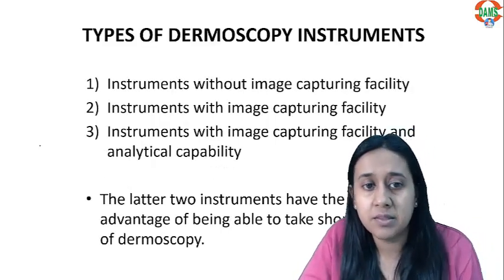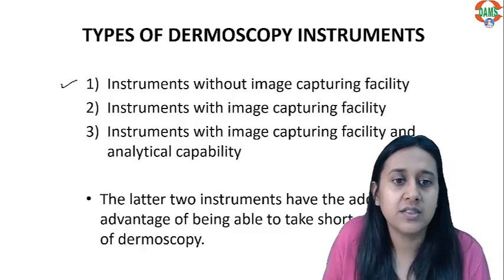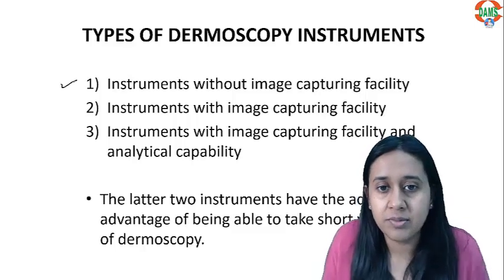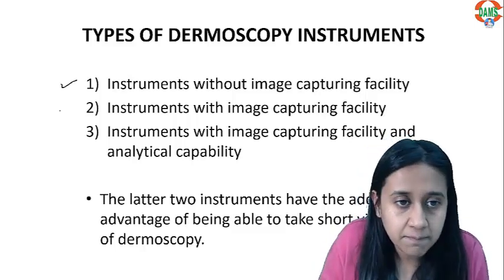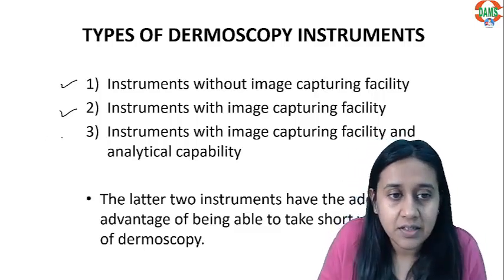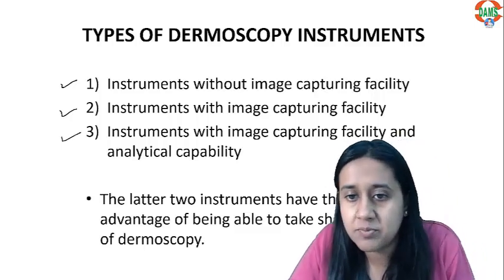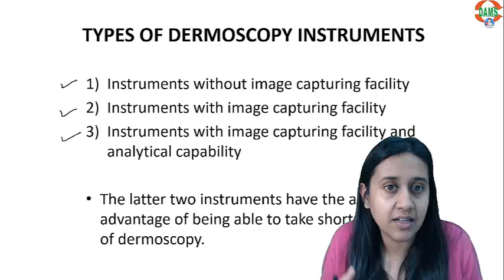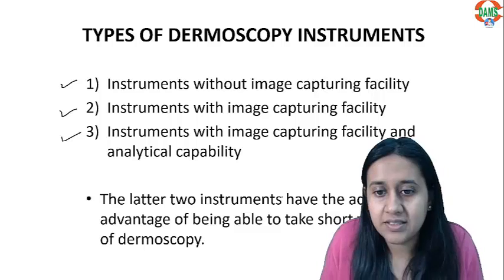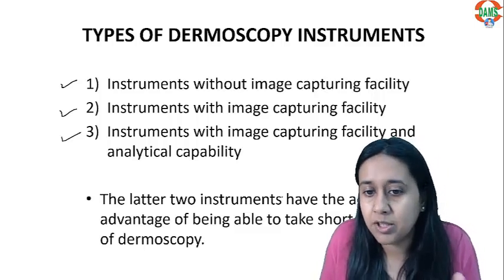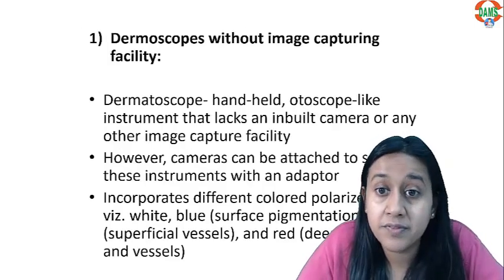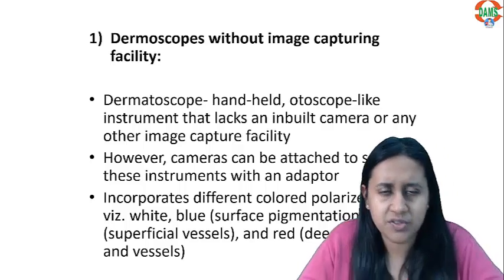Now, what are the types of dermoscopy instruments? The first one is an instrument without image capturing facility, where there is no image capturing facility. The instrument with image capturing facility is the second type. And the third has image capturing facility and also analytic capacity. So it's a more advanced version. The latter two instruments have the added advantage of being able to take short videos of dermoscopy. Coming to the first, dermascopes without image capturing facility, which is actually the older one.